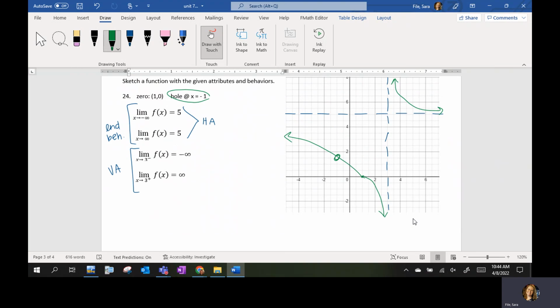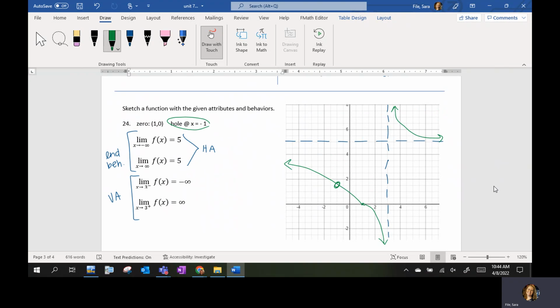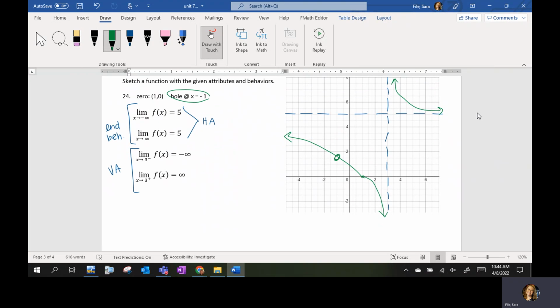Okay, but that's the end of that page. So I'm going to stop that video there, and I'll do the last page in a separate video because I did all the pages of the review as separate videos.